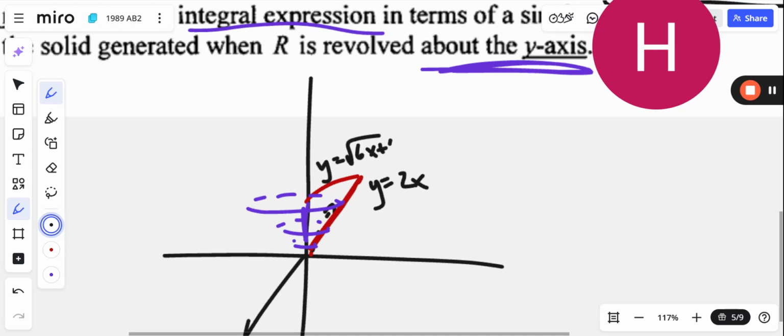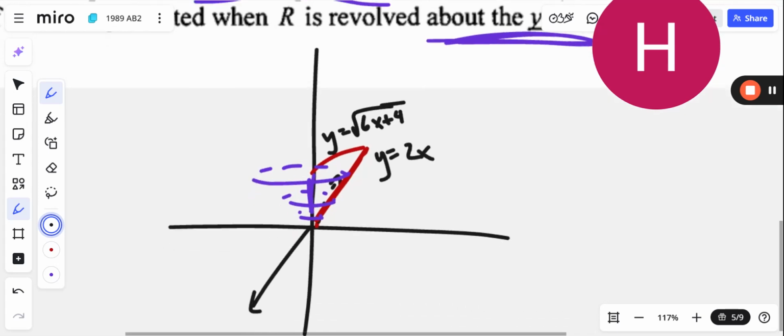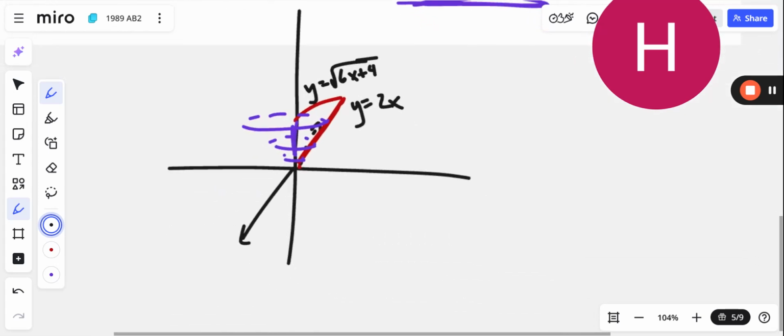So we have to be careful on how we describe this volume, because first we're going to have some discs, and then we're going to have washers on top of it. Got it? Yeah, so what those washers are going to look like, and they're not going to start until we get to the top of the discs, which is at y equals 2, by the way.